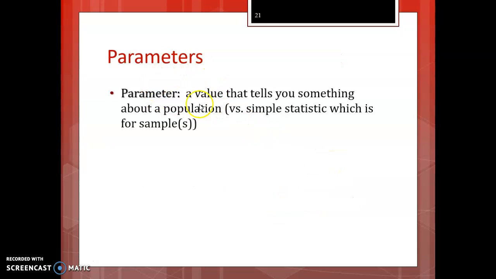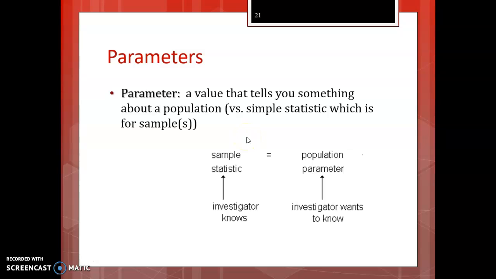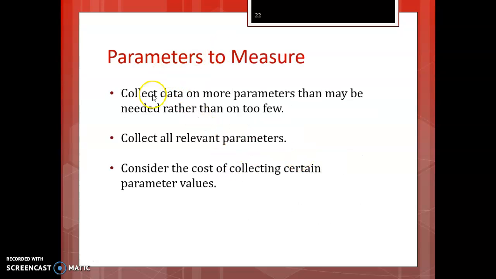So parameter. A parameter is a value that tells you something about a population, versus a statistic, which is for a sample. So you have a sample statistic and then a population parameter. Okay, so here it's what the investigator wants to know. You want to take a sample and you're going to infer, right? So we're going to talk about that. Parameters to measure: collect data on one or more parameters that may be needed rather than on too few. So it's always nice to have a little extra data, right? You may not need it, but then you might also be able to infer other information from that.